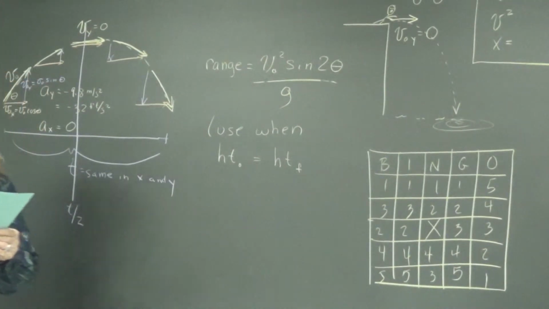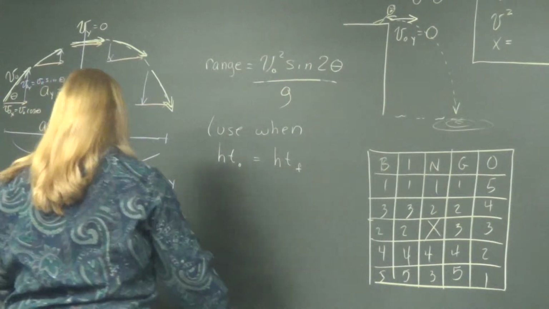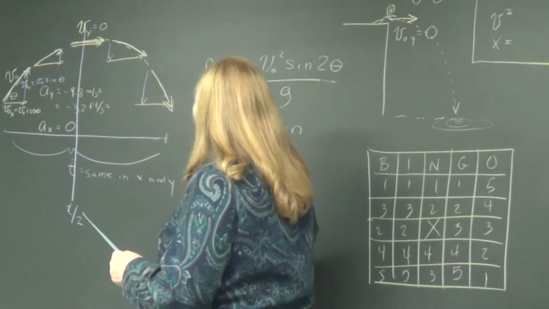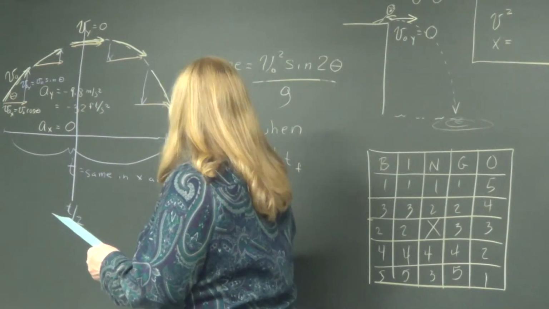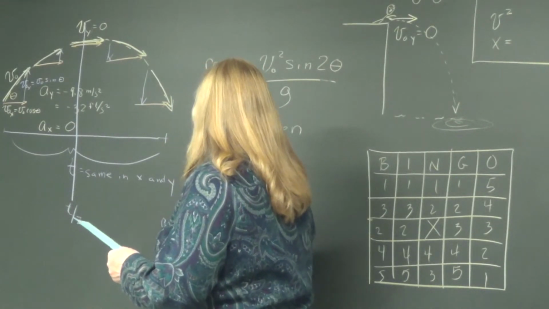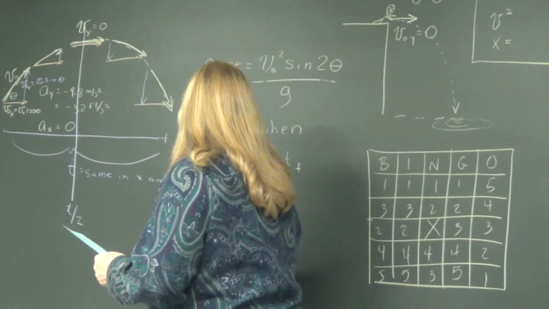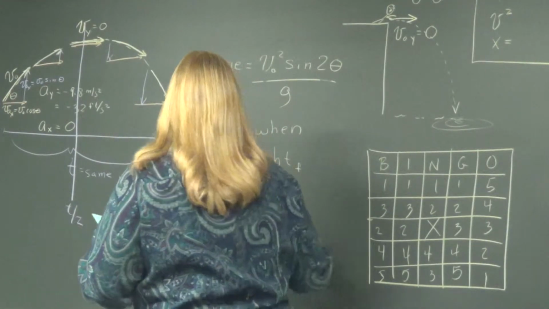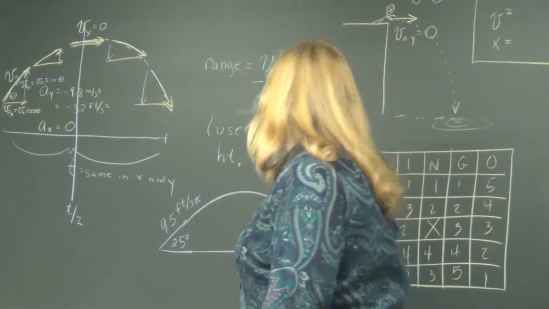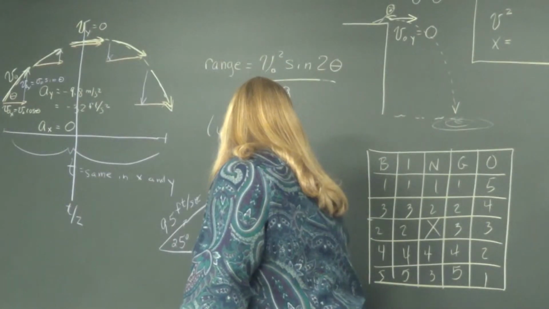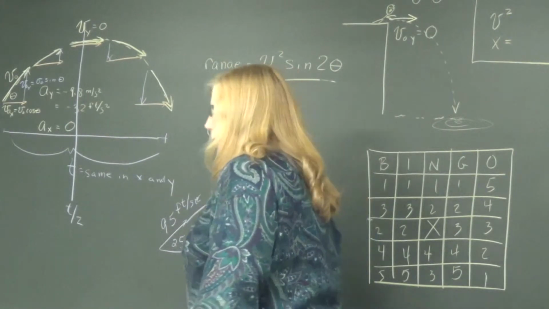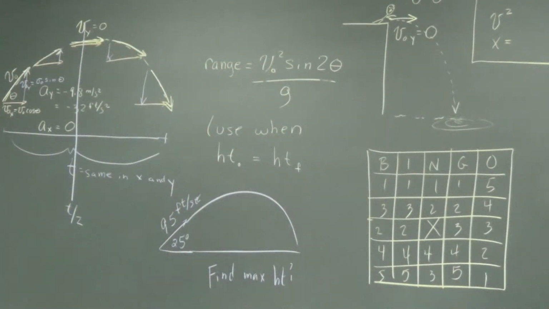Here we are, and I have a situation where, in purple here, the projectile is being launched, so draw it as I describe it: 95 feet per second, launched at 25 degrees, and it's in projectile motion. Find the maximum height. I promise you'll see one of those tomorrow, so let's make sure we get that down.